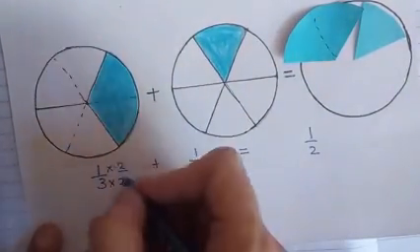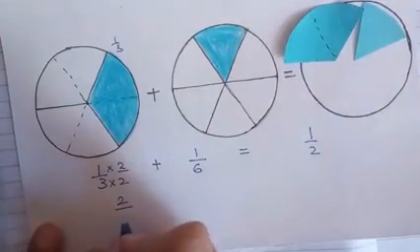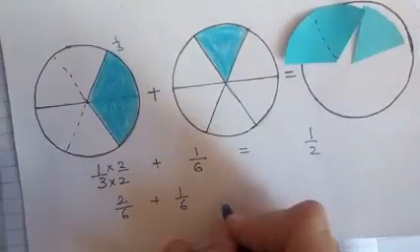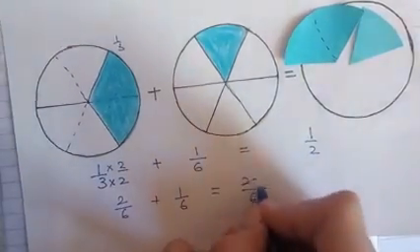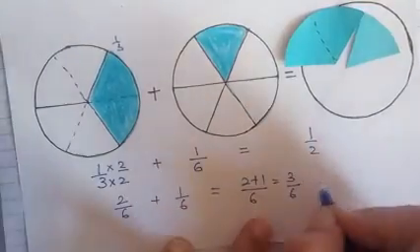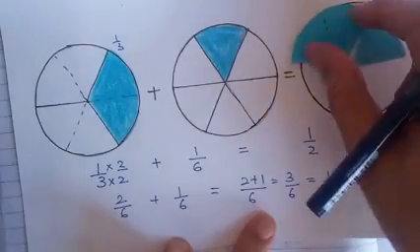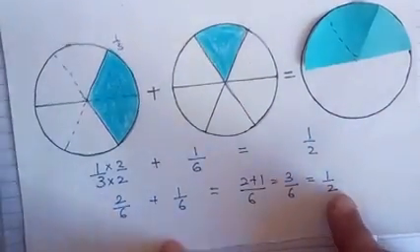We are writing the equivalent fraction of 1 by 3, that is 2 by 6, plus 1 by 6 is equal to, retain the common denominator, 2 plus 1, that is 3. 3 upon 6 is 1 upon 2. So here we are getting the answer as 1 by 2.